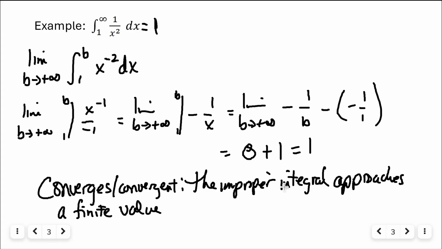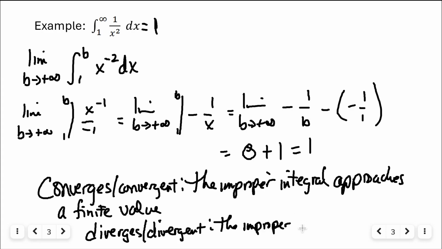If the improper integral does not approach a finite value, it ends up going to infinity or something, or negative infinity, we would say that integral diverges or is divergent. All right, so the improper integral does not approach a finite value.